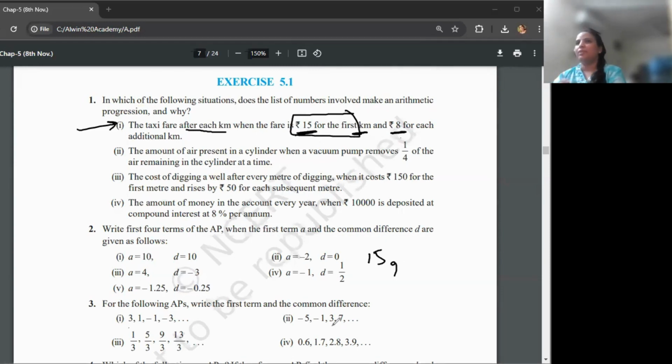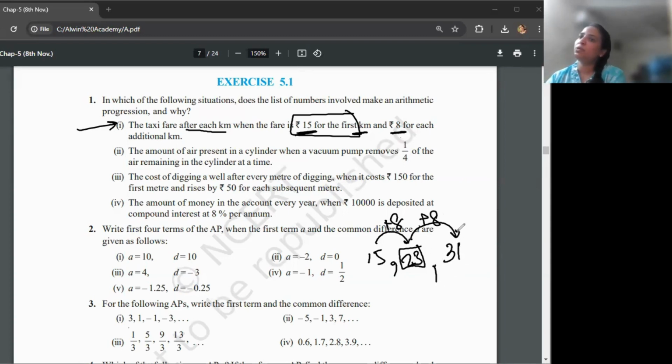That is for sure. Now for every next kilometer you are paying 8. Let's say we have traveled for one more kilometer. That will be 15 plus 8. Right or not? So 15 plus 8 is what? 23. Right? Now plus 8 for the next one more kilometer if you travel. So 23 plus 8 is 31.